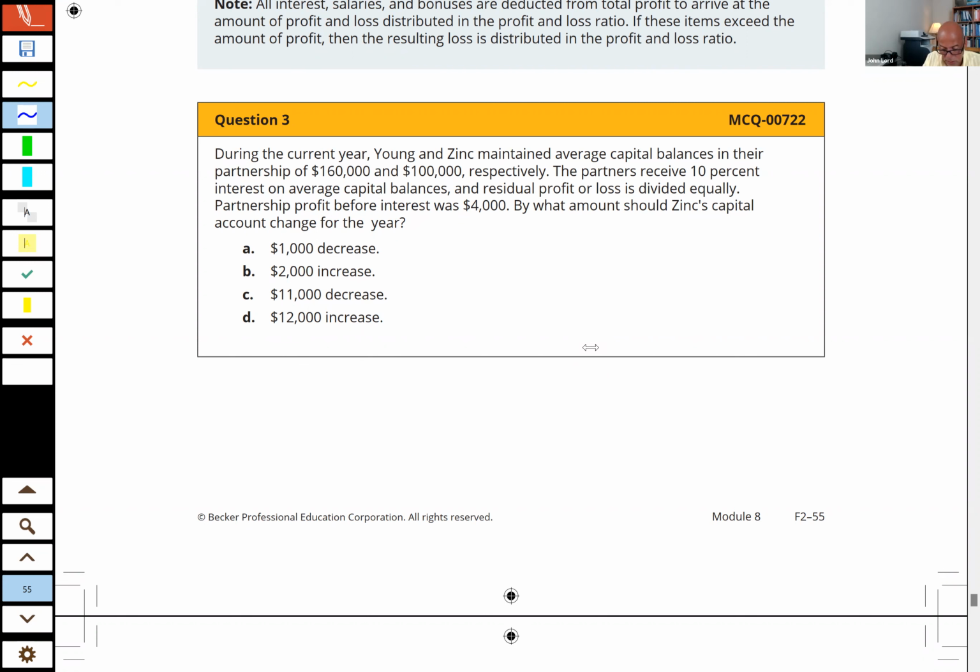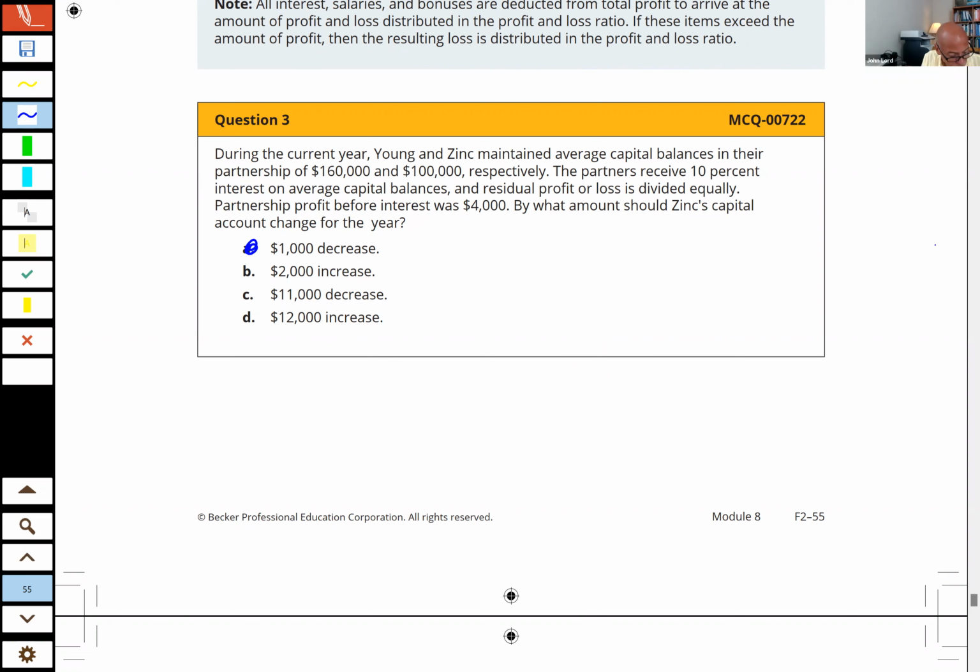And good, we've got a 73% on this. I'd say this is a problem that you might need to practice with a little bit to be able to get it right. But most of us, 73% of us, got it correct. Okay, but let's take a look at it.